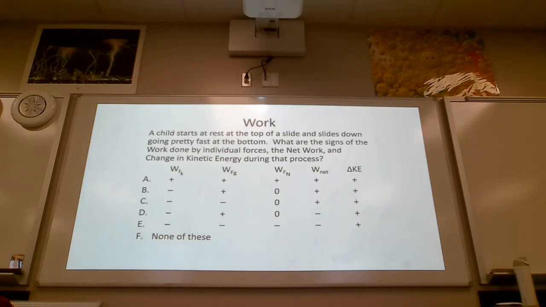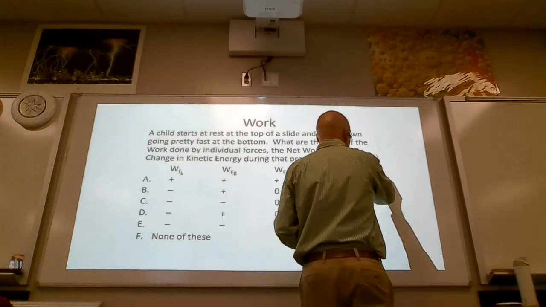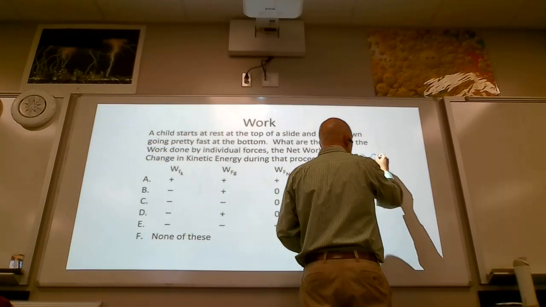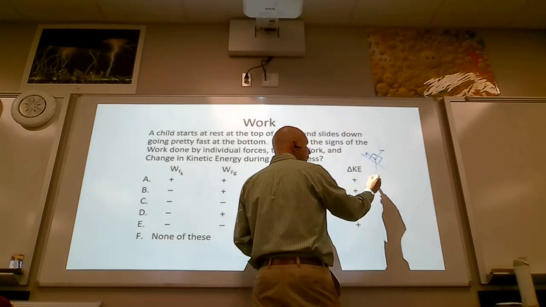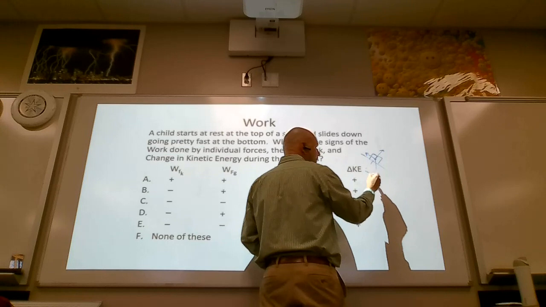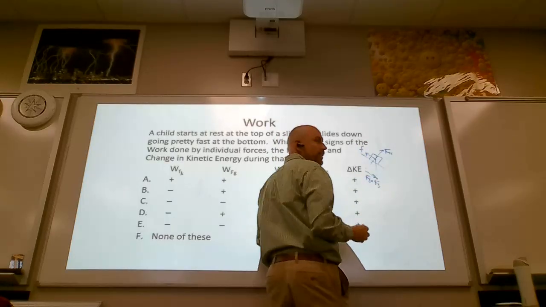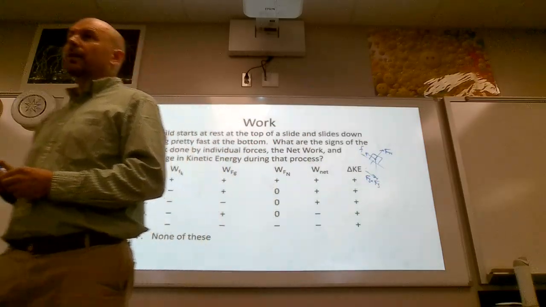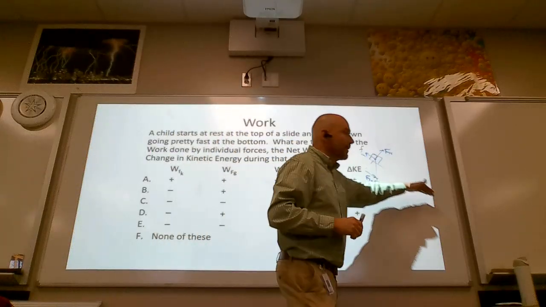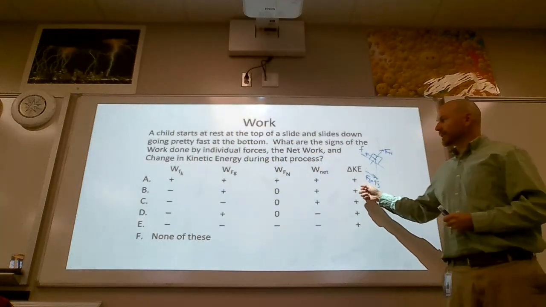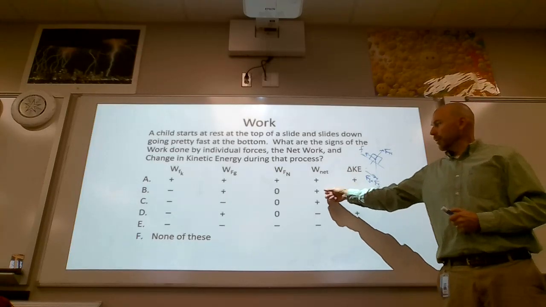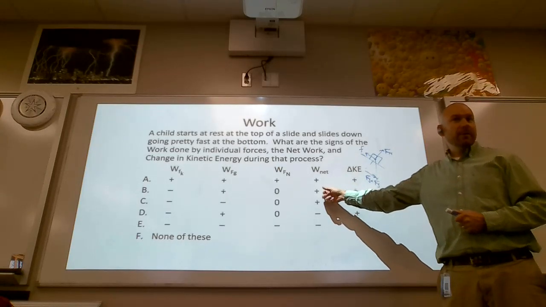Thumbs up when you have a guess. Okay, for the sake of time, gravity, the F_gx, that's doing positive work. Normal force is 0 because it's acting perpendicular. Friction is doing negative work. It's speeding up, so your change in kinetic energy is positive, meaning that your net work is also positive. B.